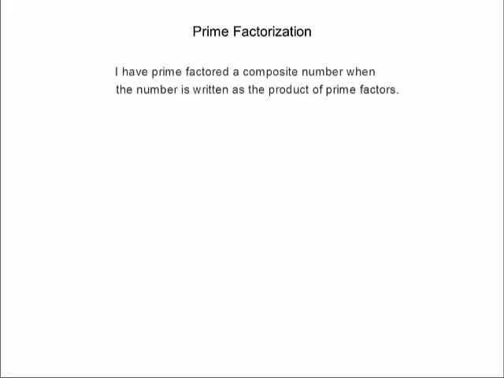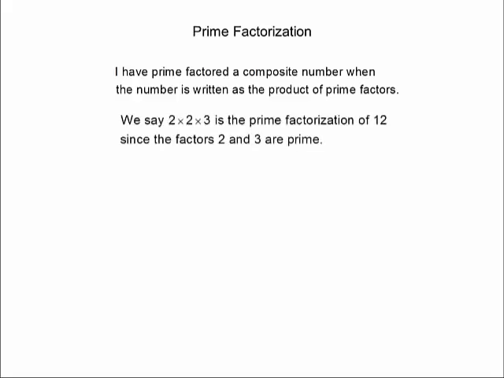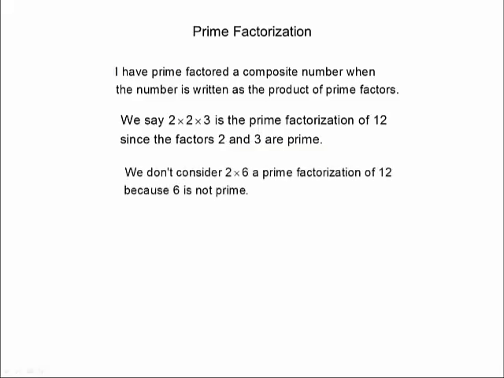Now, to prime factor a number, what we do is we continue to break the number down into factors until all the factors are prime. For the number 12, the prime factorization would be 2 times 2 times 3. They're all prime numbers. On the other hand, 2 times 6 is not a prime factorization of 12. It is a factorization. It just doesn't happen to be the prime factorization, because 6 is composite and can be broken down into 2 and 3.